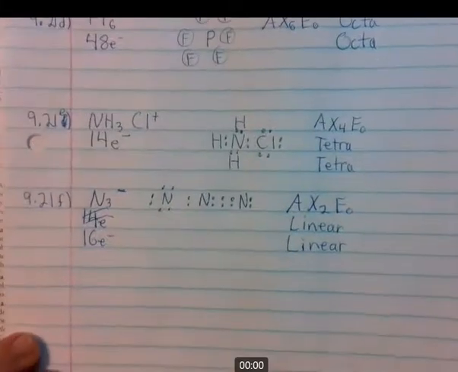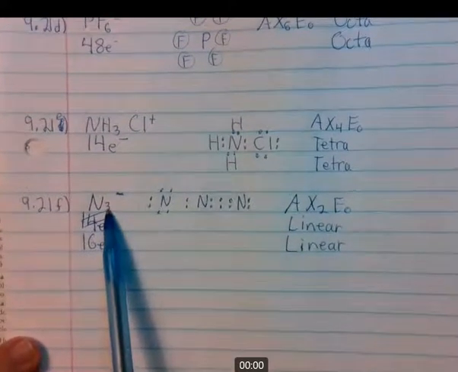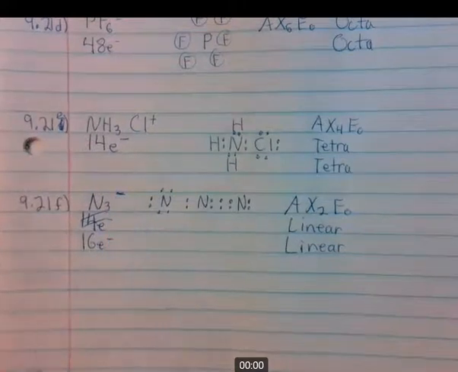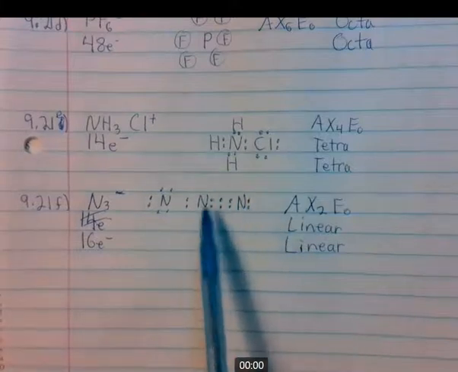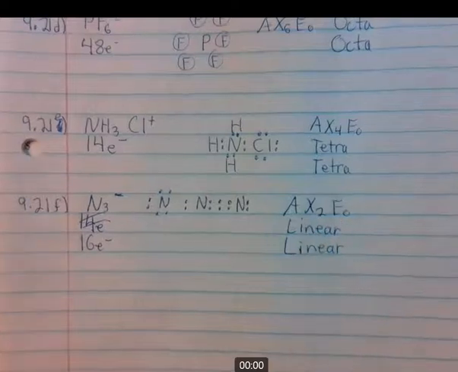And finally, N3 minus. So each nitrogen has 5. 5 times 3 is 15. And then you got an anion there. So you add 1 more to make it 16. And you'll end up with a triple bond on one side and a single bond on the other. But the point is there's 2 bonding domains there. So it's AX2E0, and that's linear.